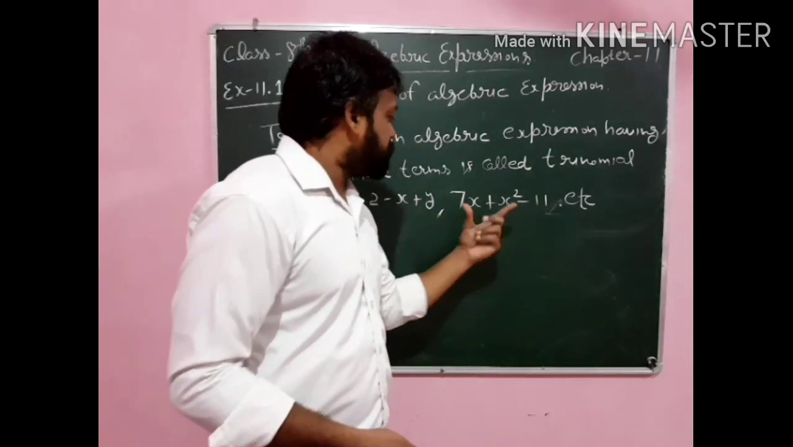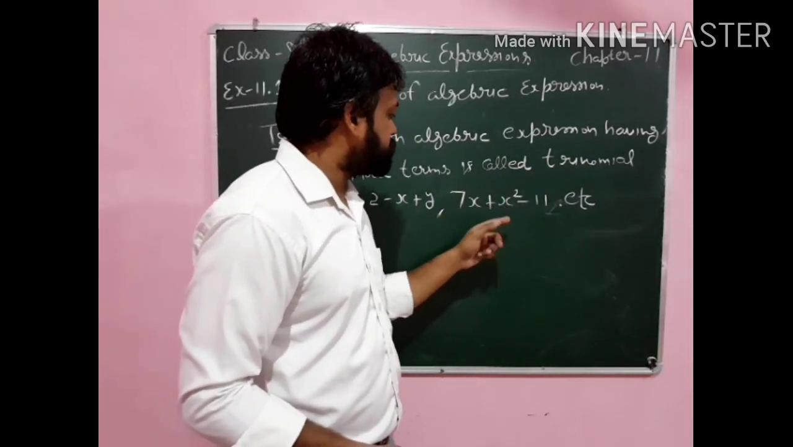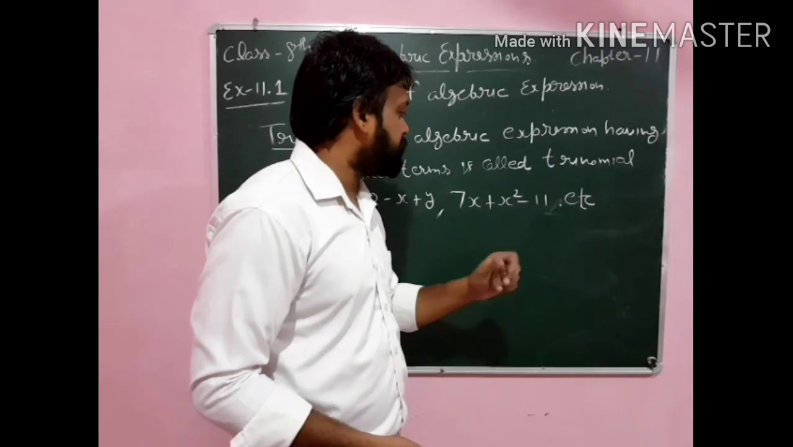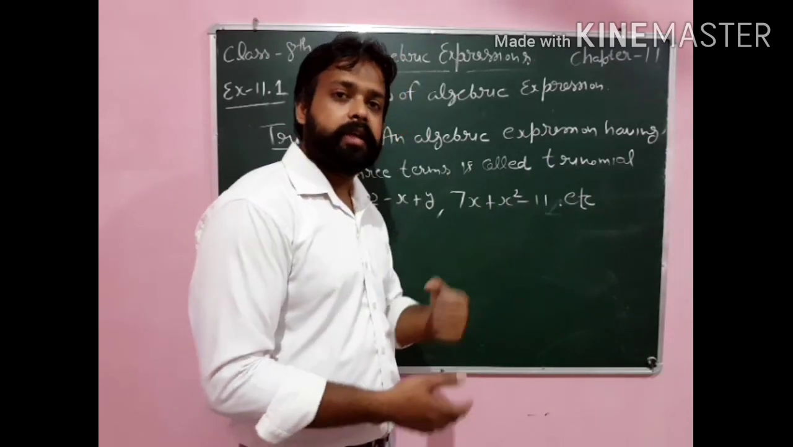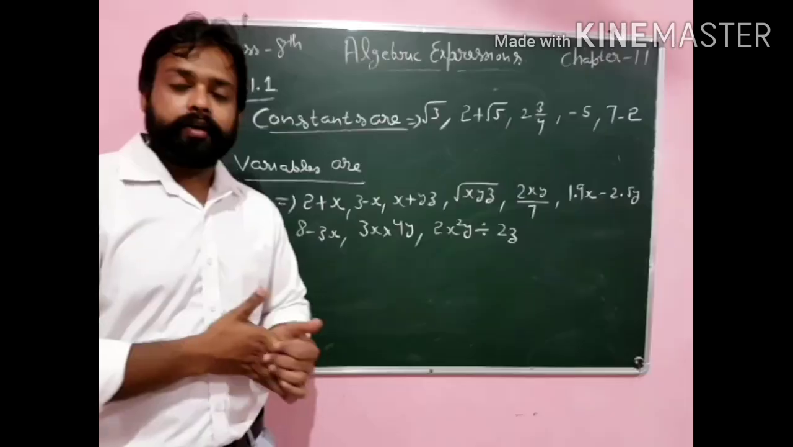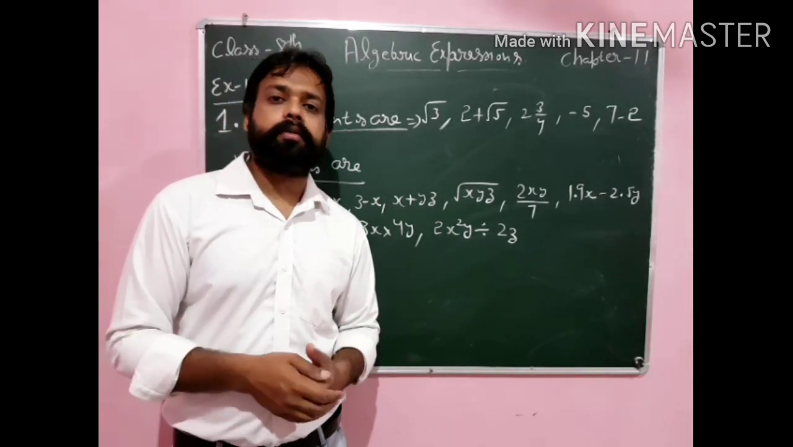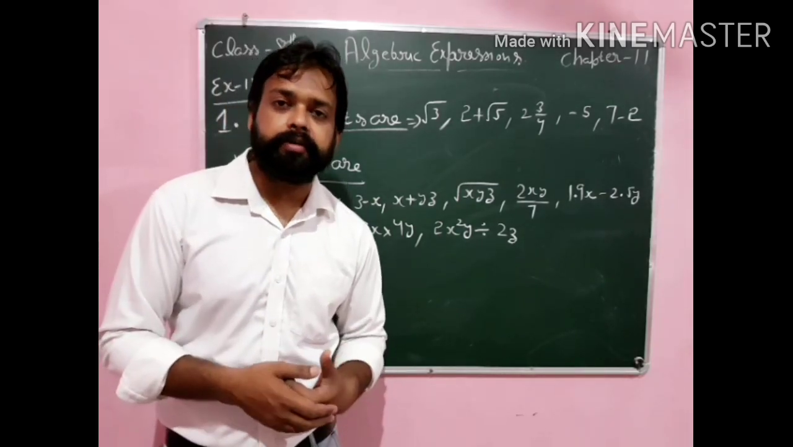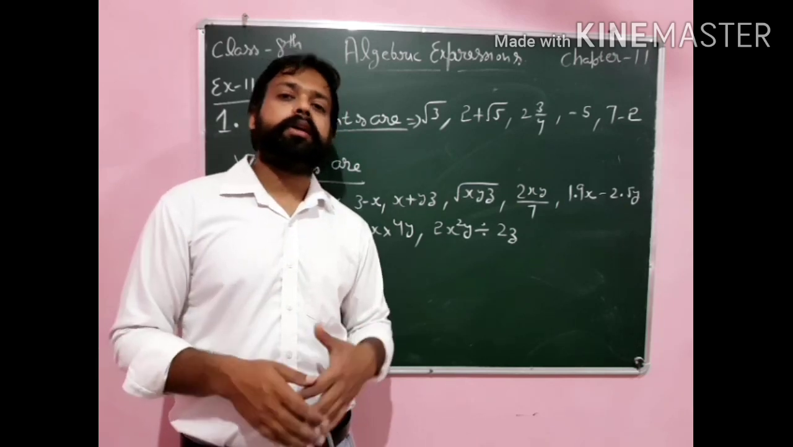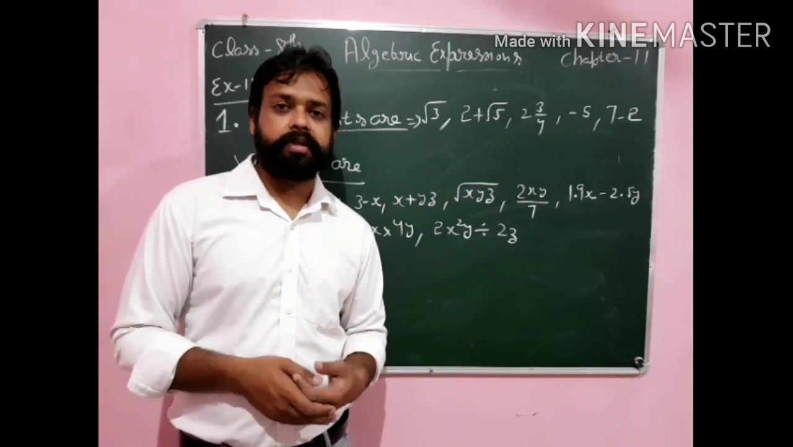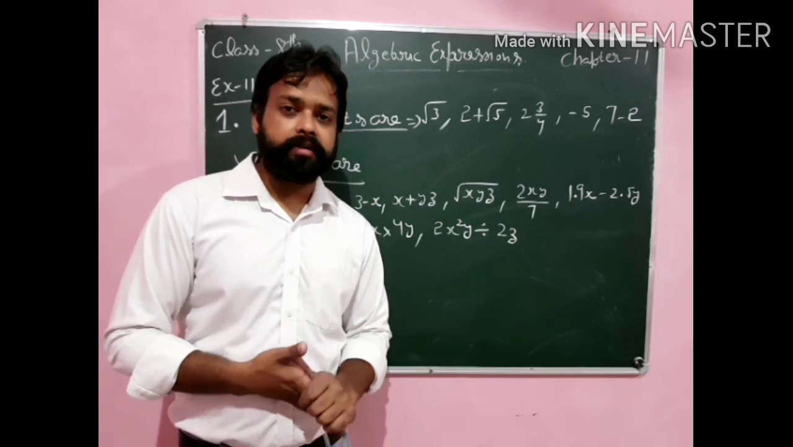Even here you can see this is 7x, the first term, this x square is the second term, and this 11 is the third term. Even in this case there are three terms. So in your first sum, a list is given to you. This list is of some algebraic expressions, and we have to find how many are constant values and how many are variable values.